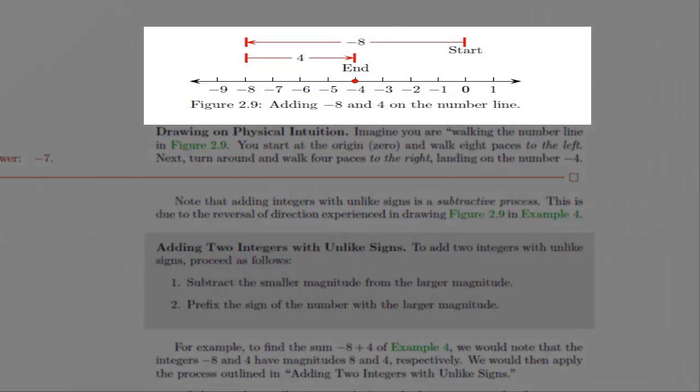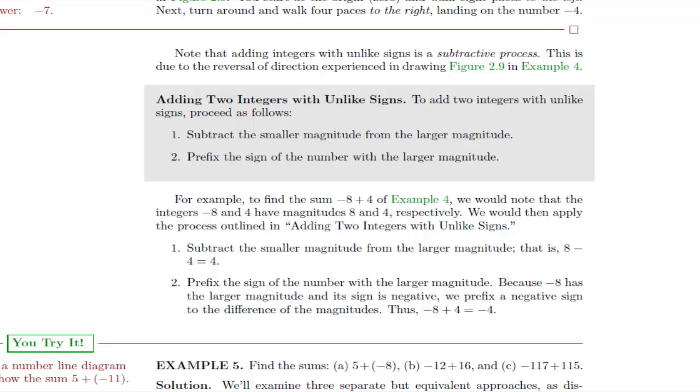Drawing on physical intuition, imagine you are walking the number line in figure 2.9. You start at the origin and walk 8 paces to the left. Next, turn around and walk 4 paces to the right, landing on the number -4. Note that adding integers with unlike signs is a subtractive process. This is due to the reversal of direction experienced in drawing figure 2.9 in example 4.